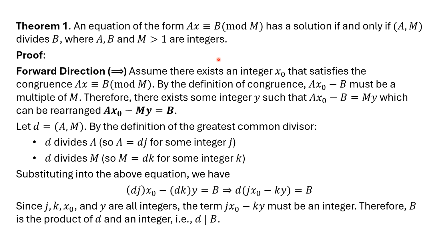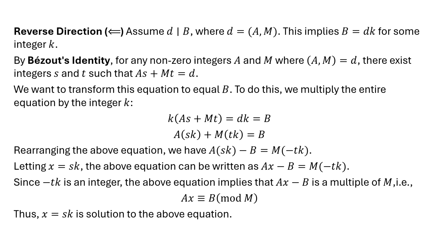Now we want to go in this direction. If the GCD of a and m divides b, then we want to show that this equation has a solution. So I'll do that on the next slide. We want to prove the theorem in the opposite direction. So assume d divides b, where d is the GCD of a and m. This implies that b can be written as the product of d times k for some integer k. What we want to prove is that there's a solution to this equation that I'm pointing to down here.